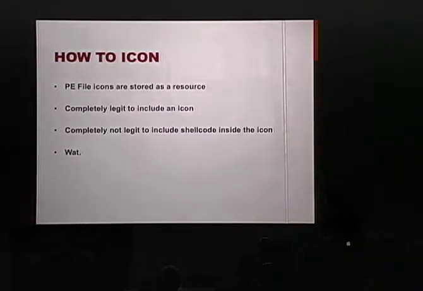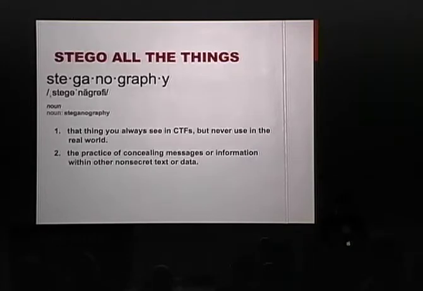So PE files actually have icons in their resource section. It's really easy to add. There's a lot of different formats that are allowed, bitmaps, ICOs, PNGs, a bunch of stuff. And it's totally legitimate. Like, there's the Skype icon, or there's the uTorrent icon. All of that's completely legitimate. It's not so legitimate to shove shellcode in there. So you may be thinking, what?